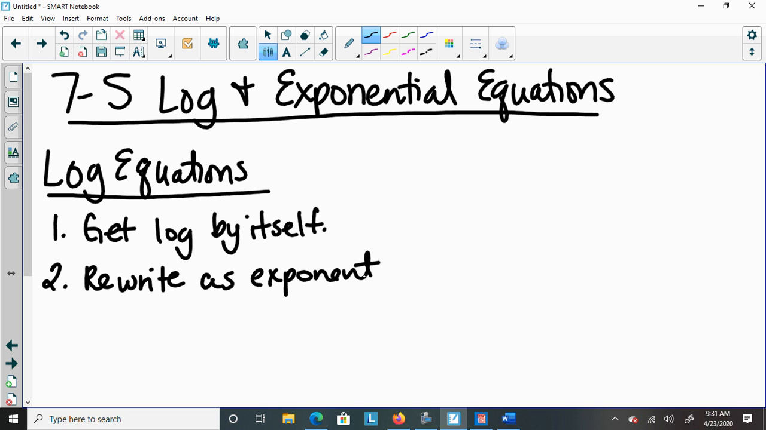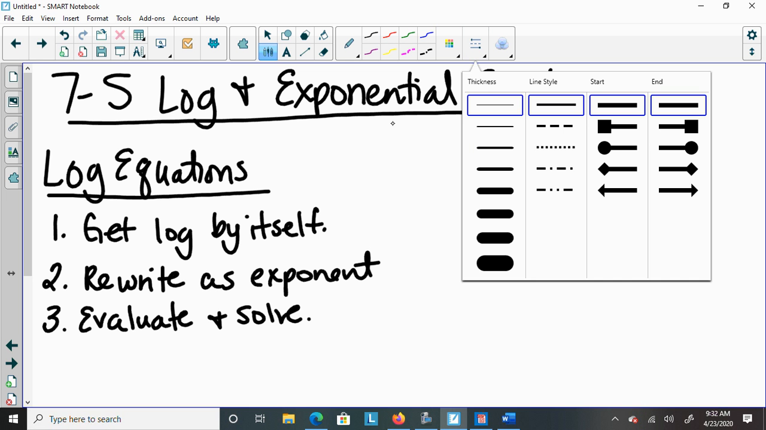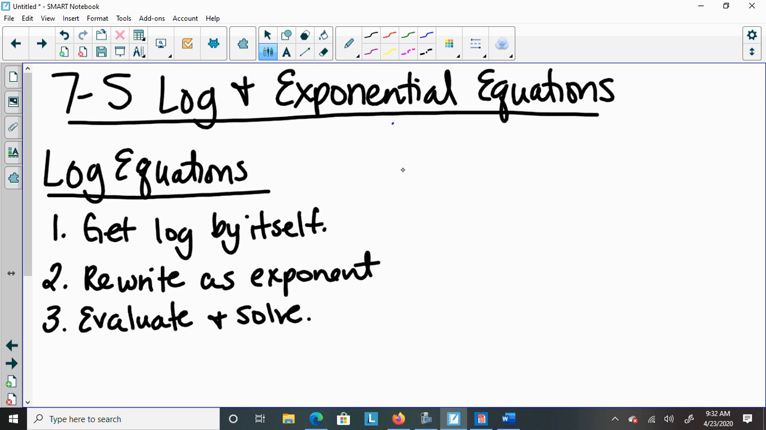So this is a good review of what we did in 7-3. Then once we've rewritten it as an exponent, we just evaluate that and solve. Once we write it as an exponent, there's no log in there anymore, and then it's pretty easy to do. So we'll do a pretty straightforward one, and then we'll do some where we have to actually get the log by itself. So here's our first example. Some of these examples I'm pulling from your assignment, so make sure you write them down. You'll have these as a guide. And some I've modified a little bit, so they might not be the exact same ones.